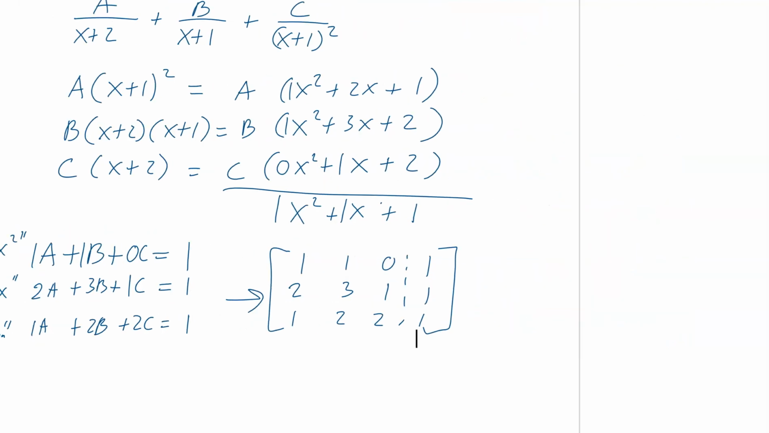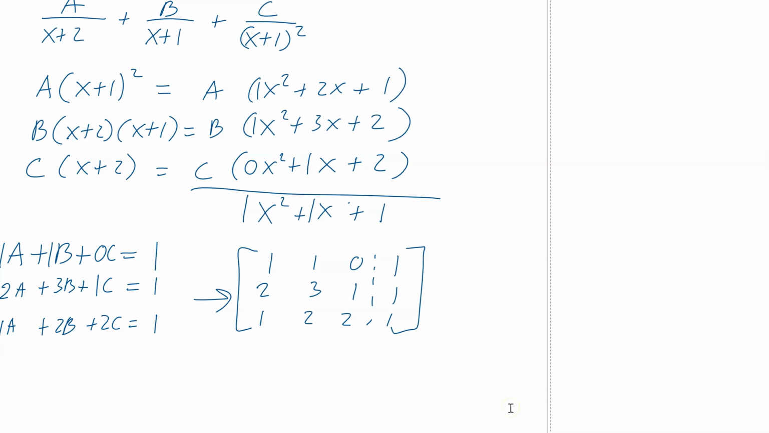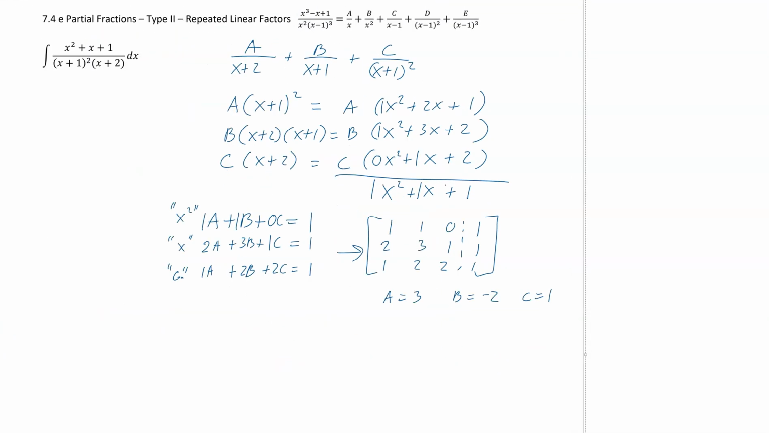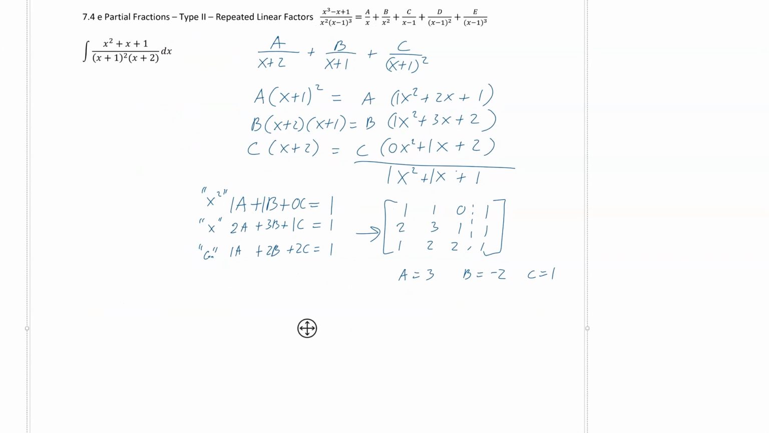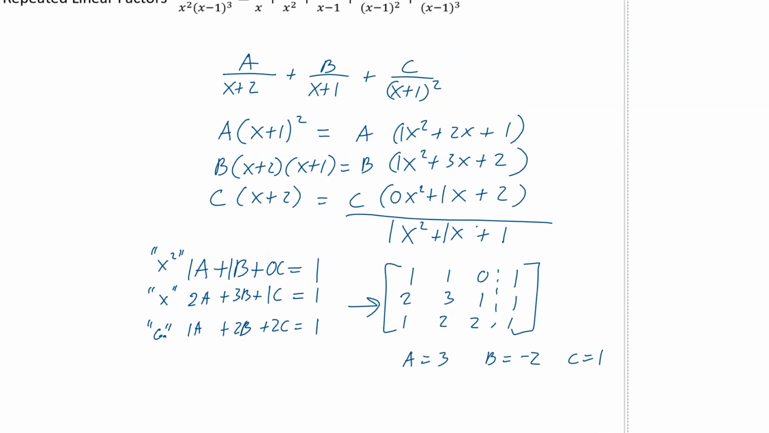So now if I take that, plug it into my calculator, I get 3, negative 2, and 1. So my a is equal to 3, my b is equal to negative 2, and my c equals 1. And I'm going to pull it back up just to verify that. So we have 3, negative 2, 1. All right. Now I'm going to shrink this and move it over. So our a here is 3. Our b is negative 2, and our c is 1.